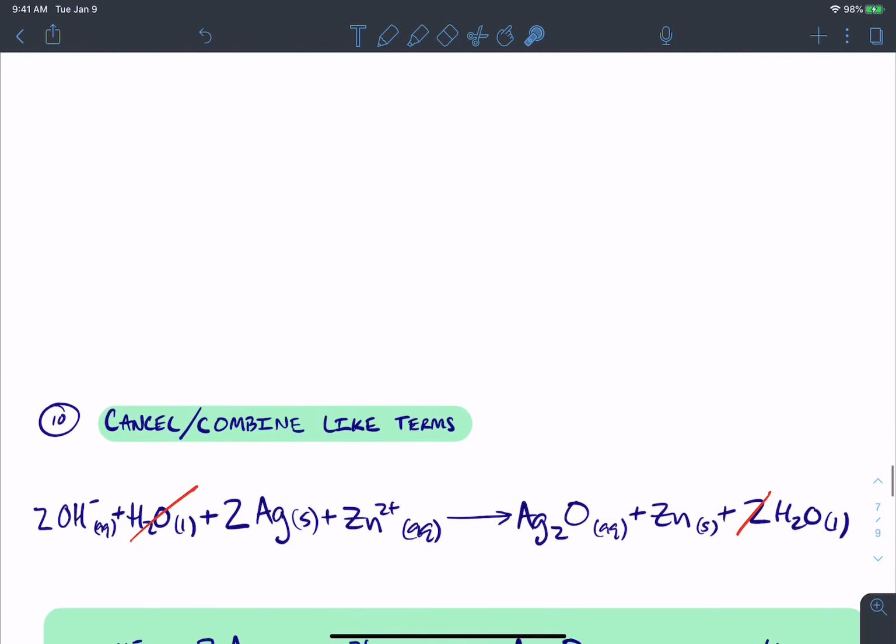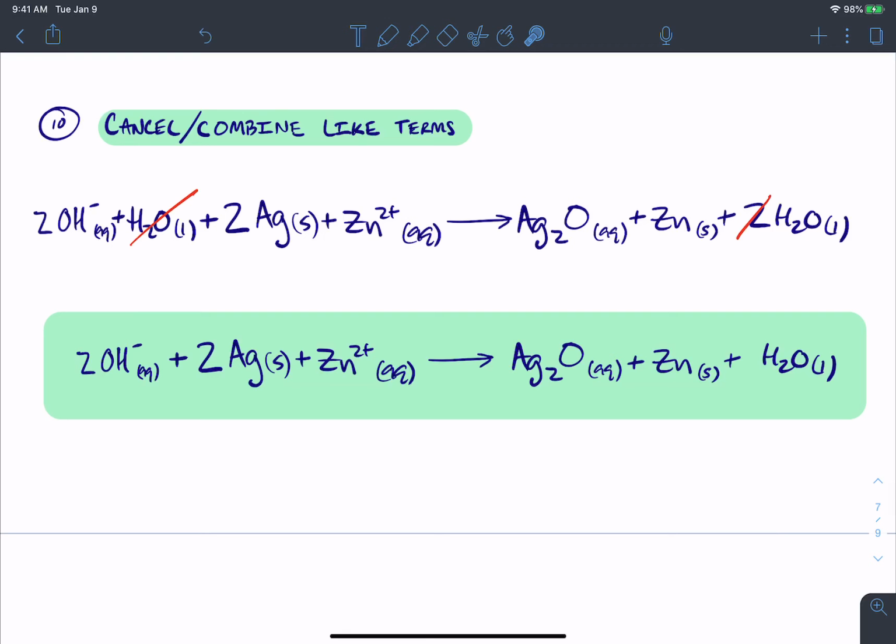Alright, so the final step, just like in the acidic media problem, is going to be to combine like terms and cancel things that appear on both the reactant side and the product side. So in this case, notice that when I formed those 2 water molecules on the product side, I actually already had water present on the reactant side. So one of the water molecules here will cancel out with the water molecule over here, and then we wind up with just a single water molecule on the product side and no water on the reactant side.